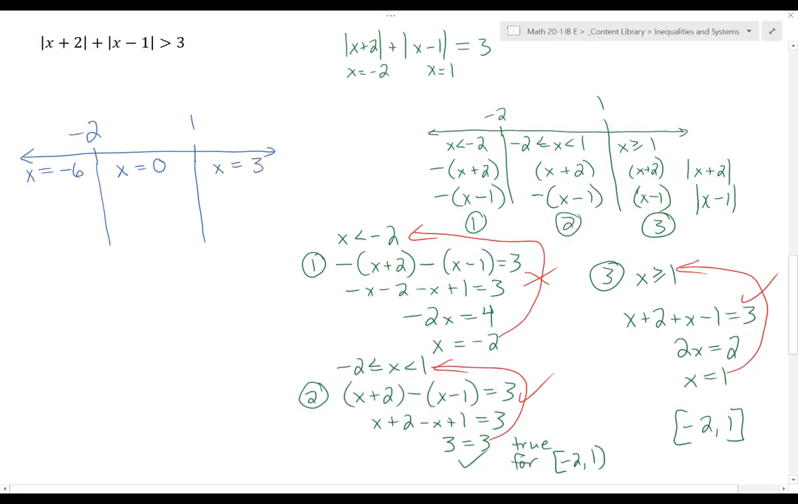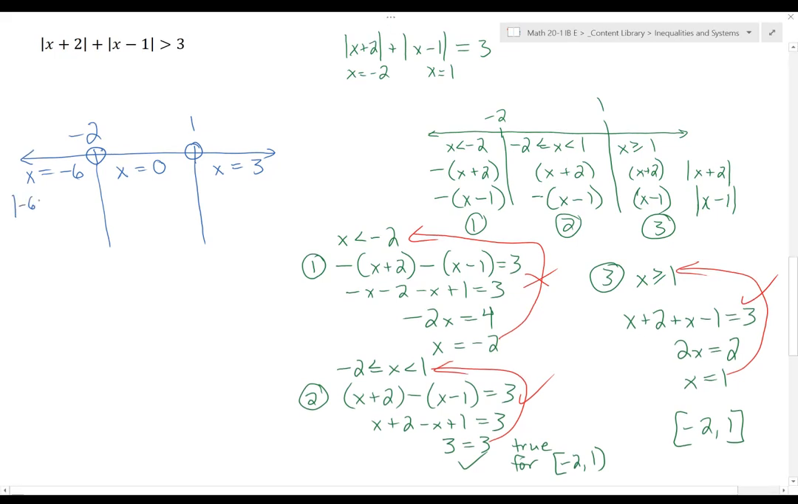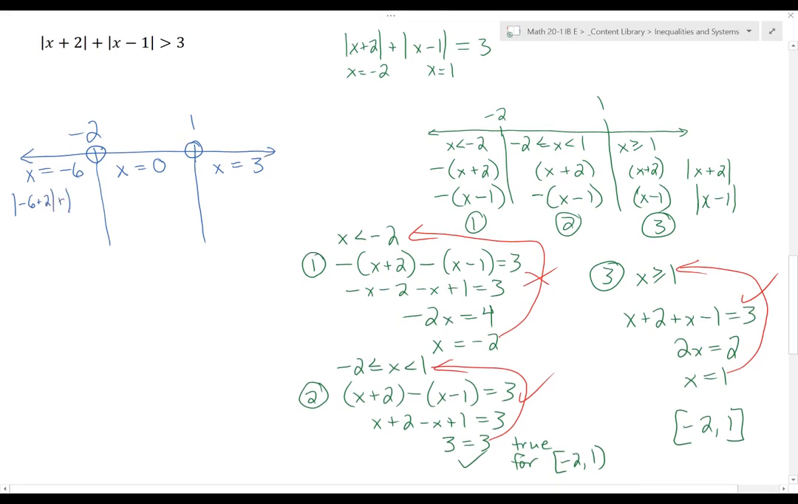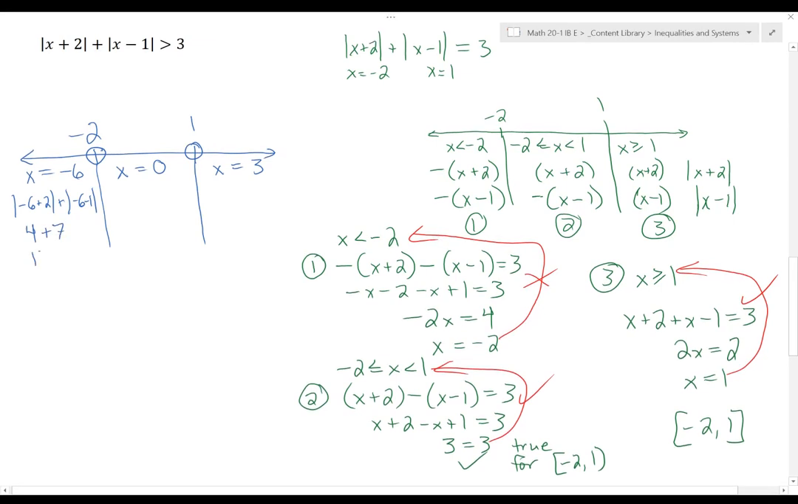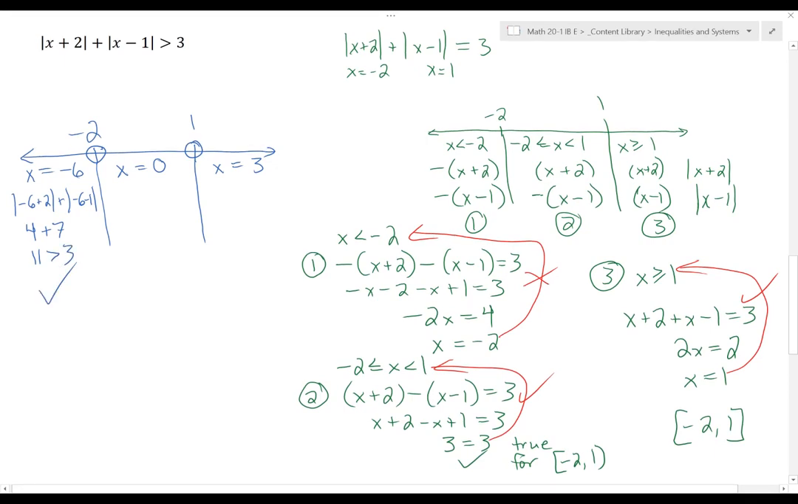So remember the negative 2 and the 1, they are solutions to the equation, but they are not solutions to this inequality. So if I test negative 6, I've got the absolute value of negative 6 plus 2, plus the absolute value of negative 6 minus 1. So I've got the absolute value of negative 6 plus 2, which is negative 4, absolute value is 4, plus the absolute value of negative 7, which is 7, that's 11, and 11 is greater than 3. So this interval is acceptable.